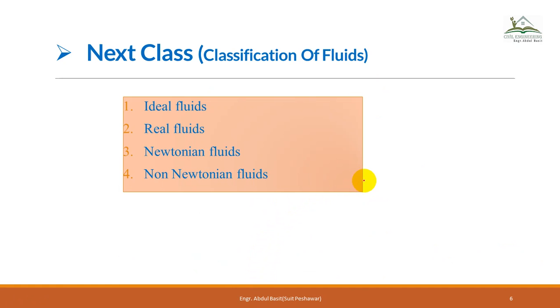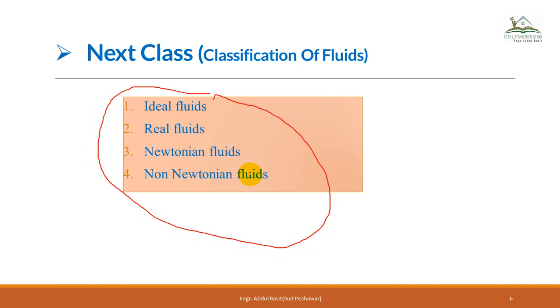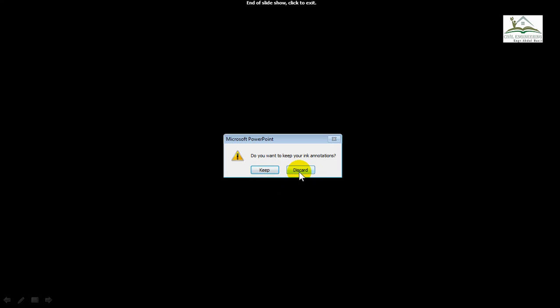So that's all about this lecture. Inshallah, in the next week we will discuss types of fluid: ideal fluid, real fluid, Newtonian fluid, and non-Newtonian fluids, and we will also try to discuss different types of pressures. Okay, so that's all. Thank you very much.